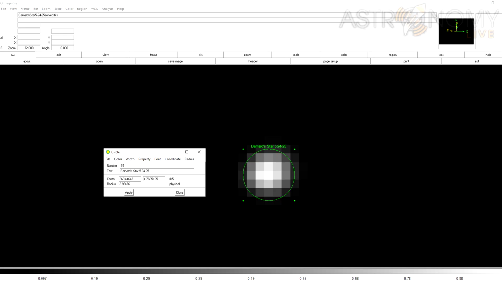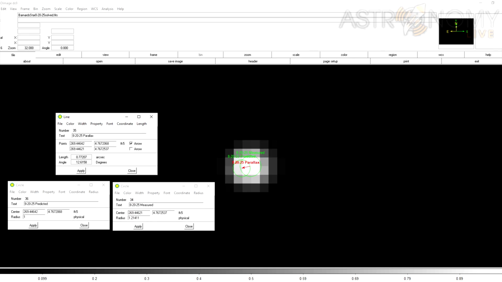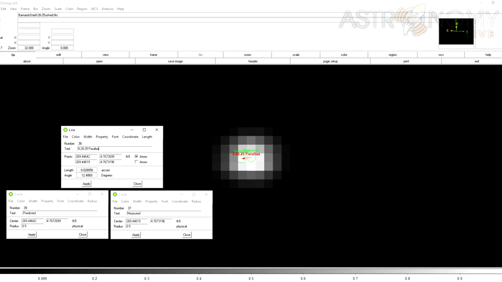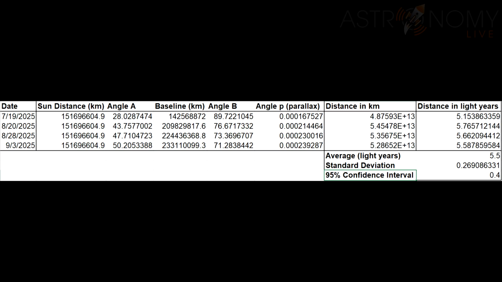I then took the observation from May and projected it out using my measurement of the proper motion to predict where it should be in each of the following observations if parallax were not a factor. The angular separation between the measured and predicted positions gives us the parallax angle between the May observation and each of the subsequent observations in July, August, and September. I then created a spreadsheet to calculate the distance of Barnard's star from these observations, and the average came out as 5.5 plus or minus 0.4 light years. The spreadsheet is linked in the video description.